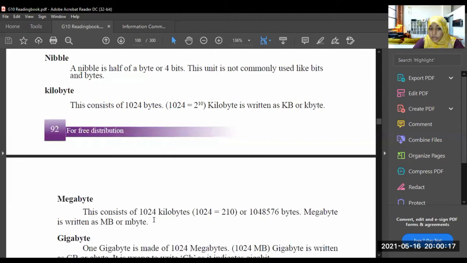Next one, the megabyte consists of 1024 kilobytes. A megabyte is written as MB or M byte. Now understood?